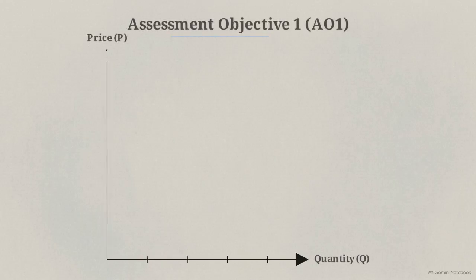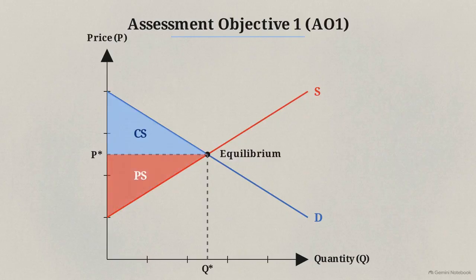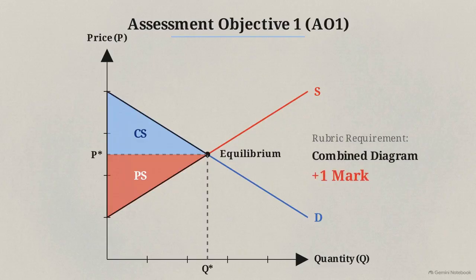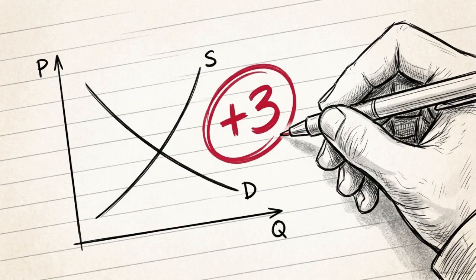This graph is your visual evidence. Draw axes, plot curves, and label the equilibrium. If asked for 2 concepts, like consumer and producer surplus, group them on one diagram. The rubric reserves a mark for showing both together. A common mistake here is writing massive paragraphs for the definition. Don't do that. Let the graph do the heavy lifting. Examiners reward accuracy over length. One clean sentence and one perfectly labeled visual prove your comprehension and lock in those first 3 marks.